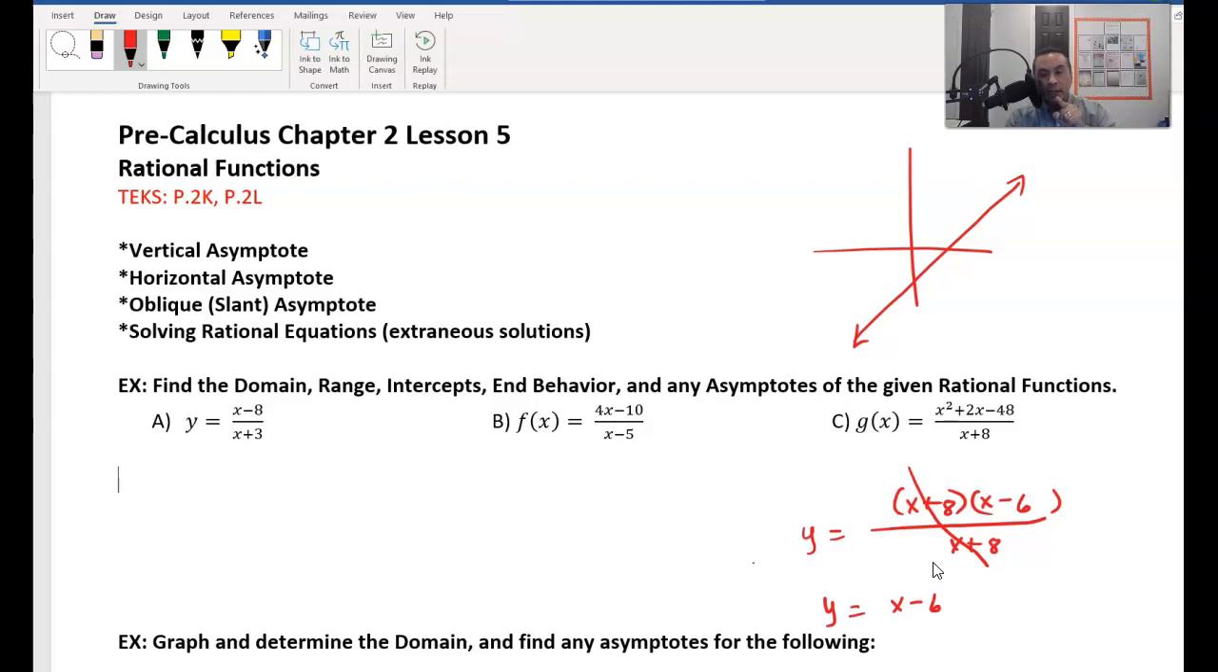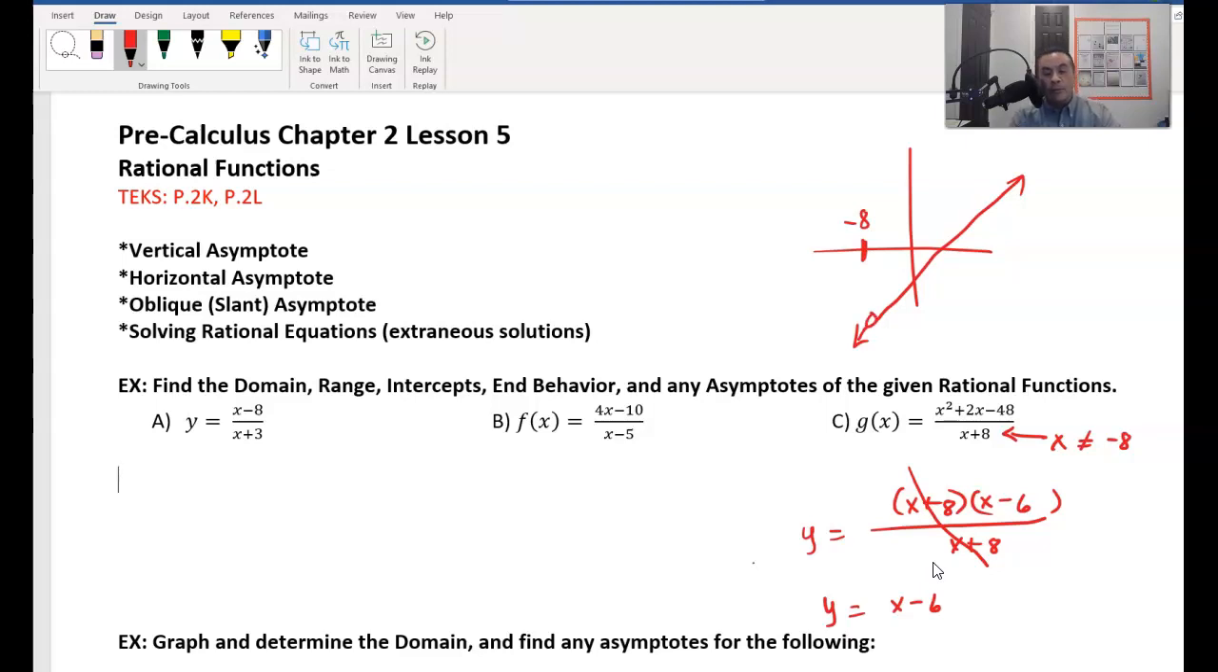However, at the very beginning, I knew that x could not be negative 8. So at negative 8, and I'm not going to make this to scale, but let's say this is negative 8, there's going to be a tiny, tiny little hole. There's going to be a hole in the graph.